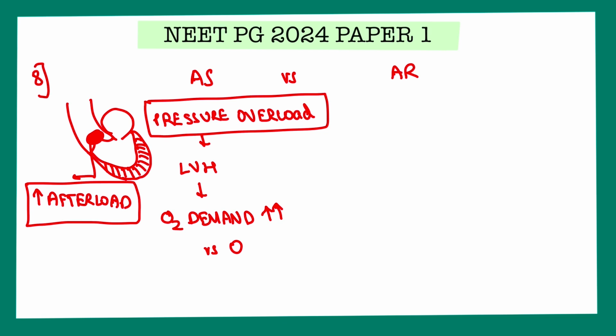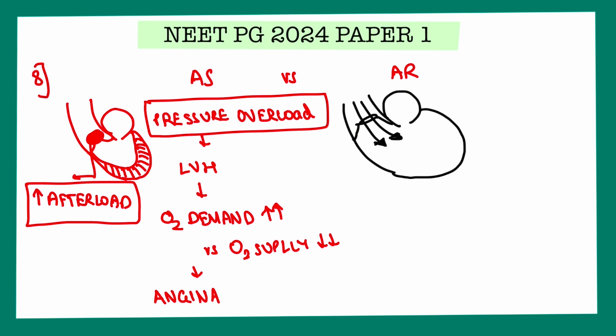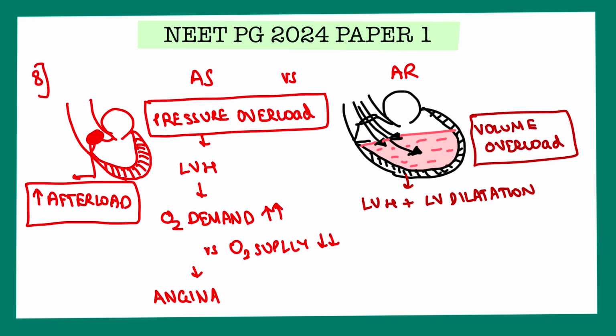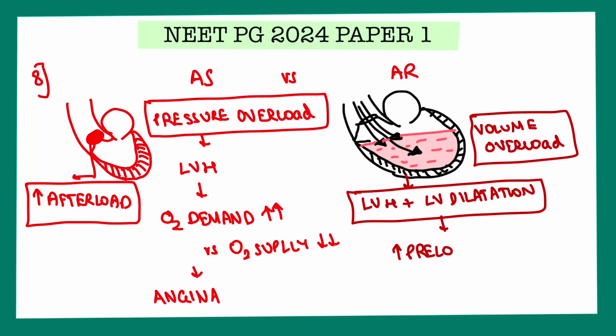Whereas in AR, due to a large amount of blood regurgitating back into the ventricle, it causes left ventricular hypertrophy as well as dilatation simultaneously. So it's a volume overload condition. This is nothing but an increase in the preload, whereas AS is an increase in afterload. As per Laplace law, the increase in stretch of the myocardium will increase its contraction. So AR is usually well compensated in the initial phases, so it doesn't cause fatigue.